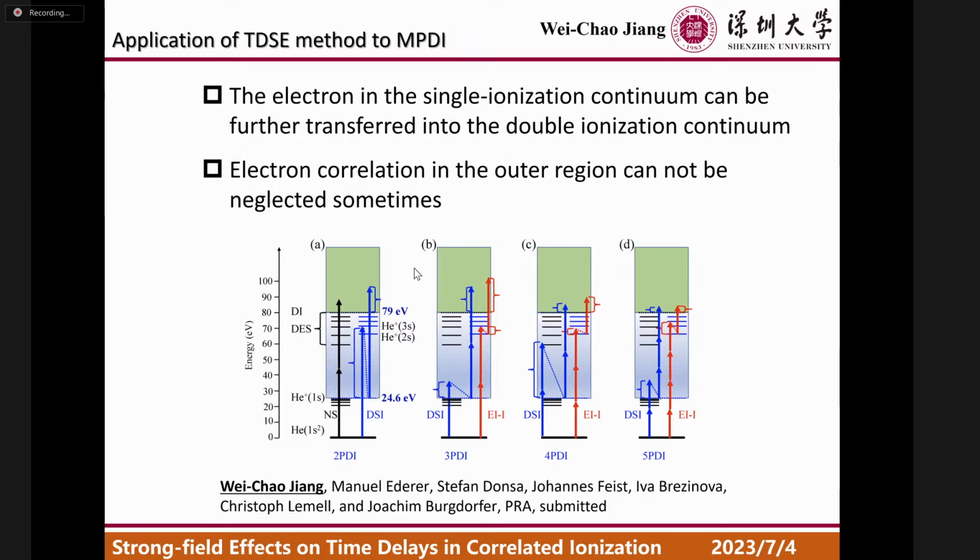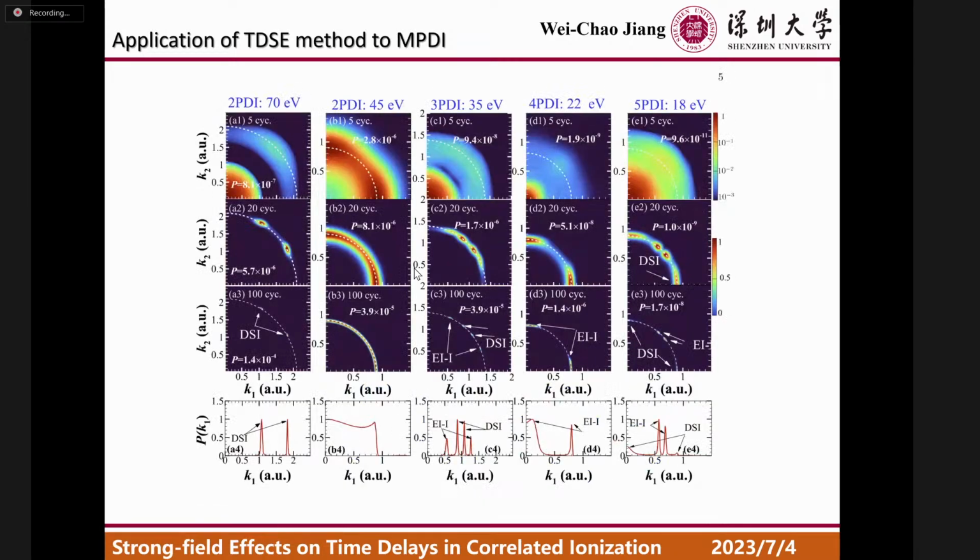For different sequential ionization paths, we can distinguish these paths in the energy spectrum. Actually, the electrons from different paths will have special energies. So in the energy spectrum, we can clearly identify the direct sequential ionization paths and all the excited sequential ionization paths. Very interestingly, for the three-photon double ionization, we can identify the two sequential channels.